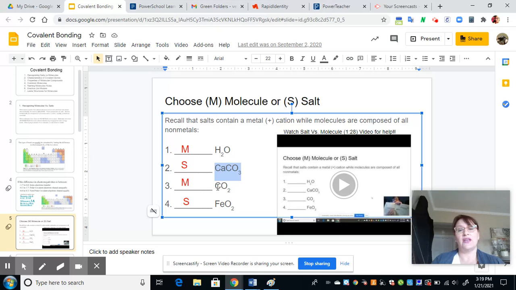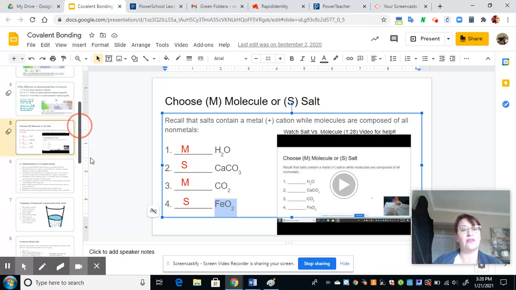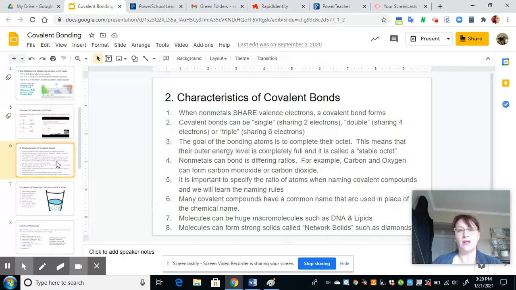Number 3 is CO2, carbon and oxygen, both nonmetals. So that's a molecule. FeO2, Fe is a metal. So that's got to be a salt. Again, look for the metals and you know that things will be ionically bonded and they form salts.